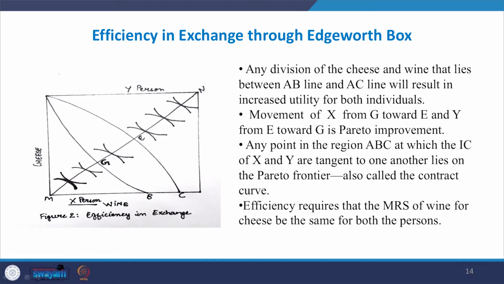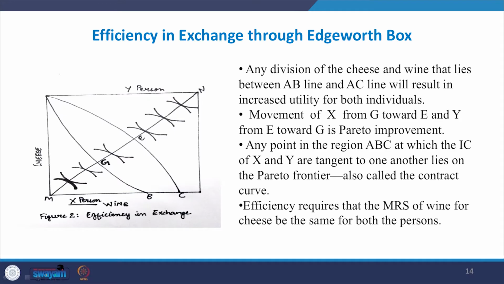For example, if the consumer X moves from G towards E, then it will be called a Pareto improvement, because here the utility of X is increased without reducing the utility of Y. Similarly, when Y moves from E towards G, then it is again a Pareto improvement, because here the utility or welfare of consumer Y is increased without reducing the welfare of person X.